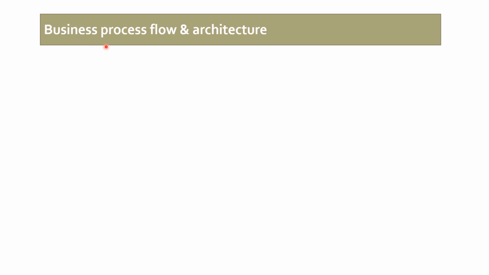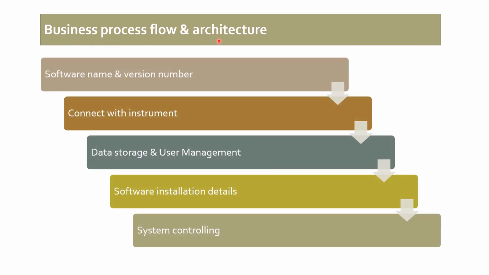Now in this slide we will discuss about the business process flow and system architecture. For example, if you are preparing the design configuration specification, then we need to discuss about the software name and version number. For example, Chromium software with version number 7.3.1. In such a way we need to define. Next, describe about the software will connect which type of instrument. For example, Chromium software will connect to operate the instrument such as HPLC, GC, etc. So we need to define like that.